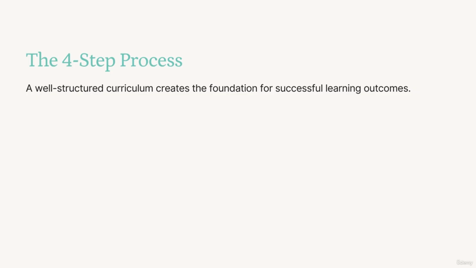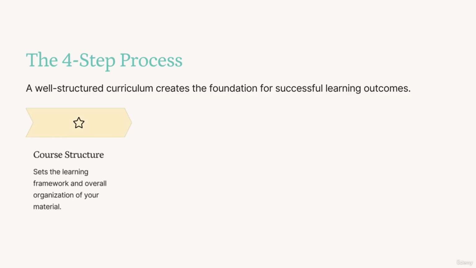These are: number 1, creating the course structure. It sets the learning framework and overall organization of your material. Number 2, course outline. Now here we define specific modules, lessons, and go a little bit deep into learning objectives.